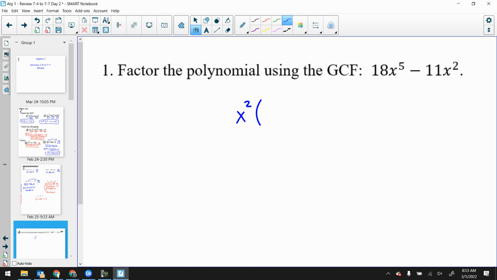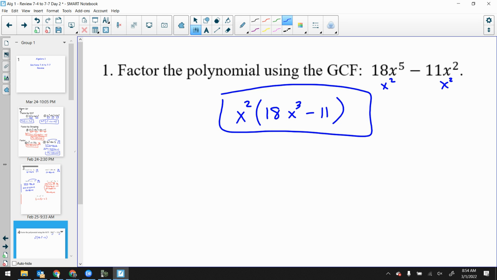Now, that's not our final answer. We got to do something with it now. We got to divide it out. Okay, so now I'm not dividing out any numbers. So 18 stays. What's my power on x? I had 5, I took away 2. Right. We bring down the 11. We had 2, I took them away. And then, okay, now I'm done. That's my answer. Does that make sense? And that's essentially all you do on those factor by GCF ones.